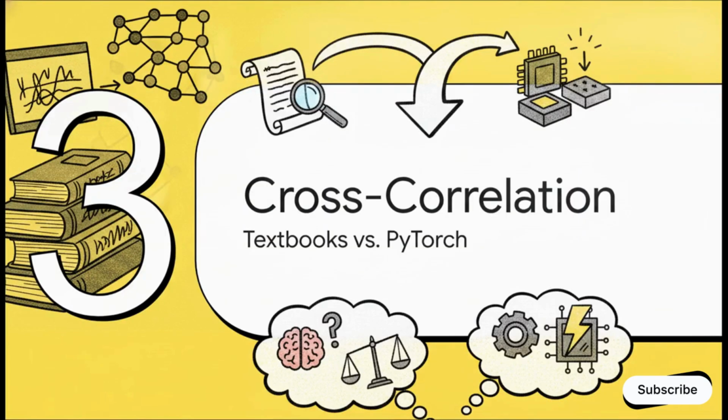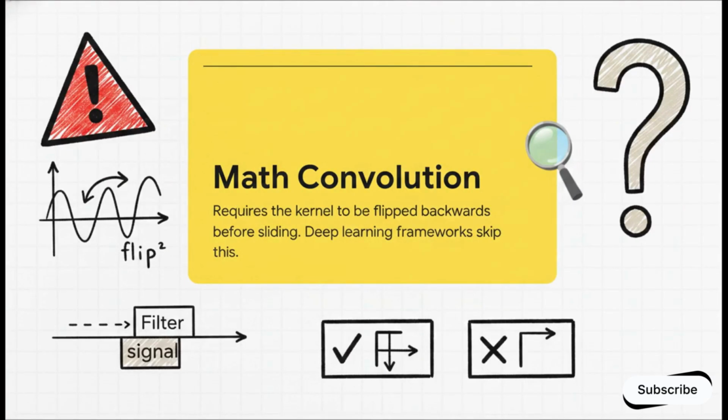Which brings us to section 3, the cross-correlation warning. Textbooks versus PyTorch code. I really want to point out a massive discrepancy here between what you read in academic textbooks and what actually happens in practical code. Consider this a critical warning. In pure mathematics, a discrete convolution absolutely mandates that the kernel, meaning your filter, must be flipped backwards before you slide it across your signal.